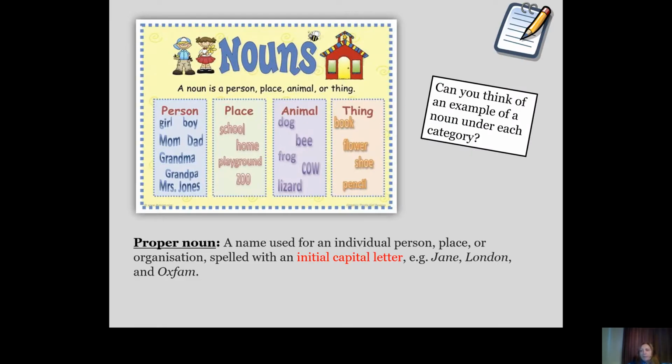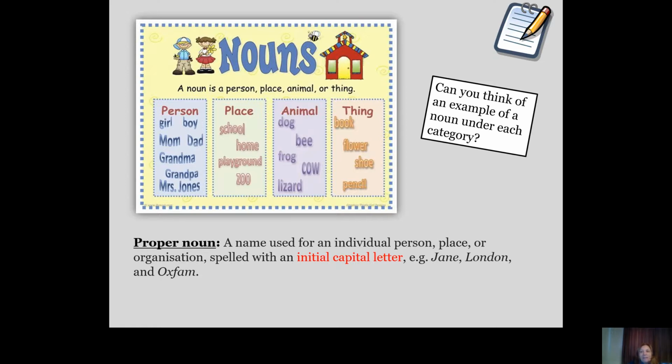Nouns. Okay, one of the first ones generally taught. A noun is the name. Okay, so it's a name of a person, place, or thing, is the way we normally talk about it. So for instance, if you have a look at the yellow backed poster there, we've got some lists of persons. So girl, boy. We've got mom, dad, the proper nouns. Grandpa, places, school, home, playground, zoo. America, animals, dogs, bees, lizards, things, a book, a shoe, a flower, a pencil.